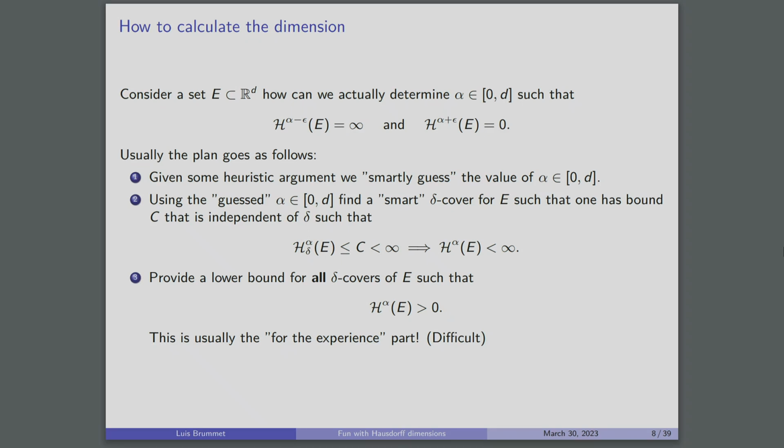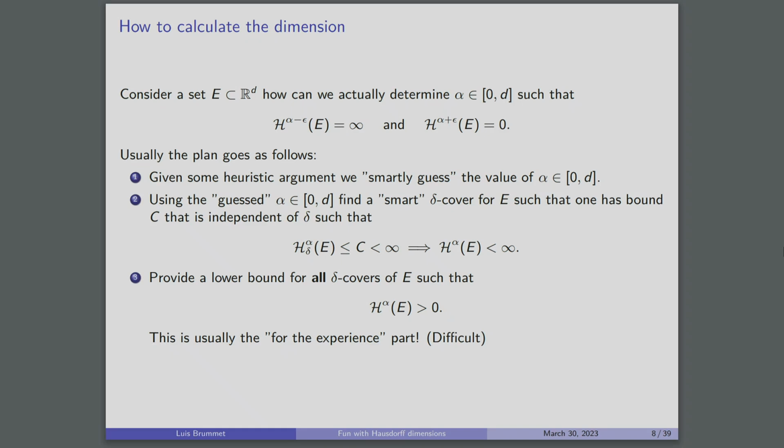Then having this guessed alpha, in order to apply the definition of dimensionality, you need to find an upper bound for your alpha Hausdorff measure on E. And usually the easier part is that you somehow have to choose one smart cover for E, such that you find a uniform bound in the delta. By the definition, the alpha Hausdorff measure on E is exactly the limit of the alpha Hausdorff content with delta. And if you have found this one smart cover to bound this uniformly, you're good.